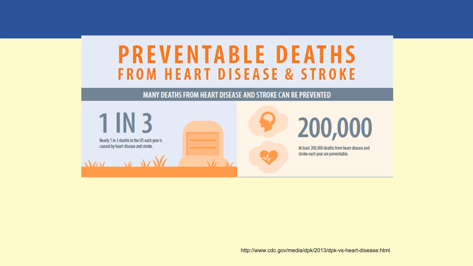Crazy part is 1 in 3 deaths in the United States is caused by heart disease and stroke. 200,000 deaths from heart disease and stroke are preventable. And so that's 200,000 people who lose their life every year, completely preventable.